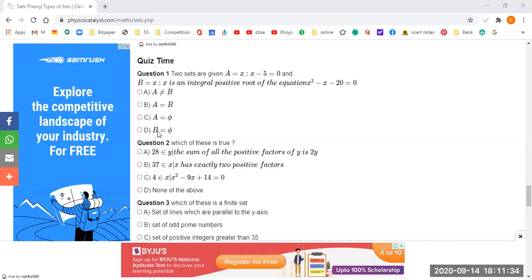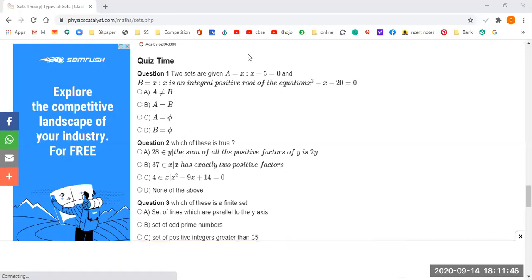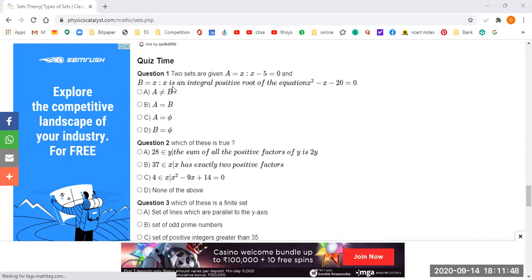Yes. So students, let's do some more sums. So hope you are able to see this quiz time. Are you able to see? Hello. Yes, sir.